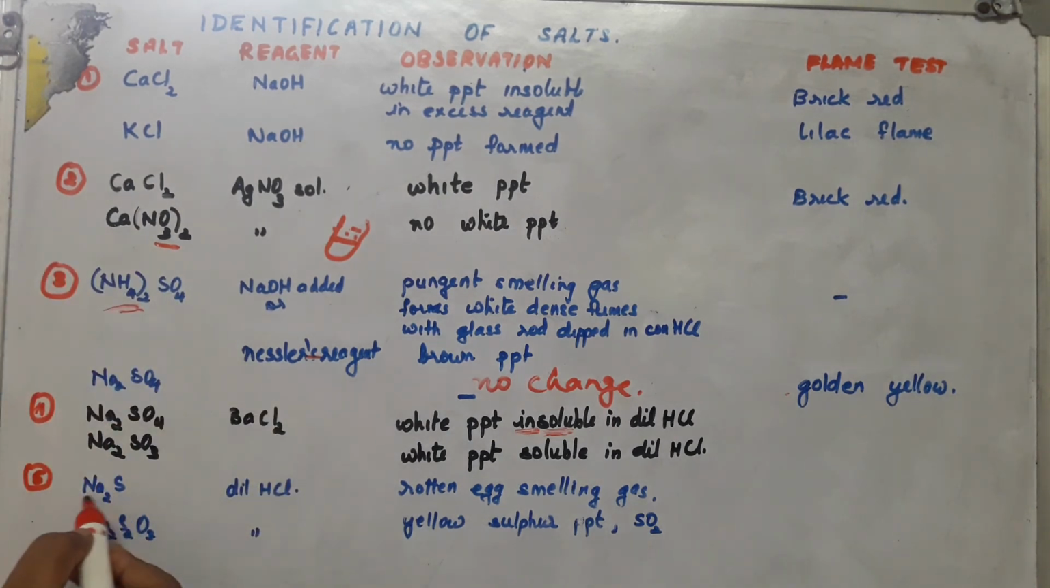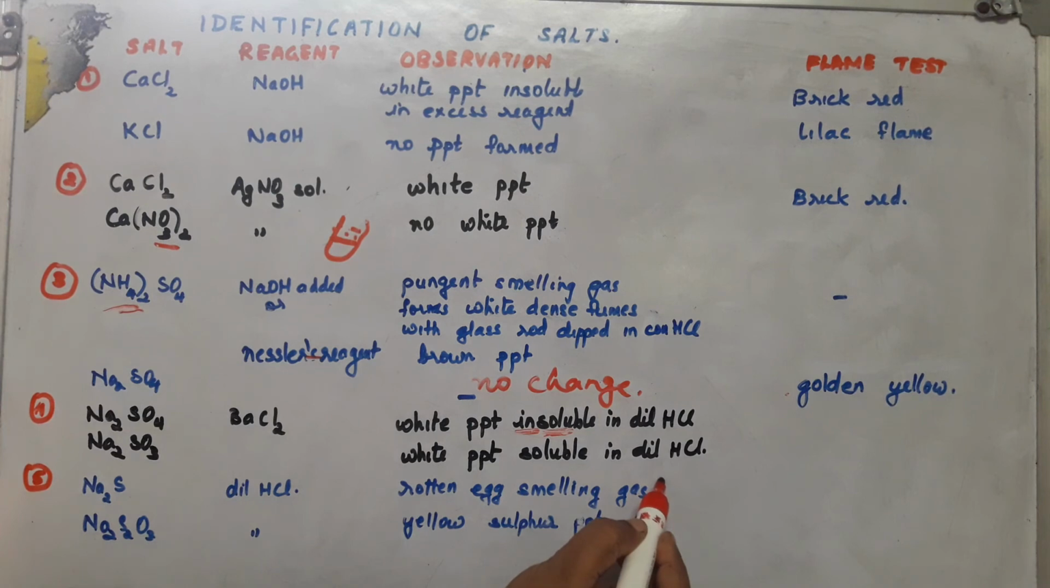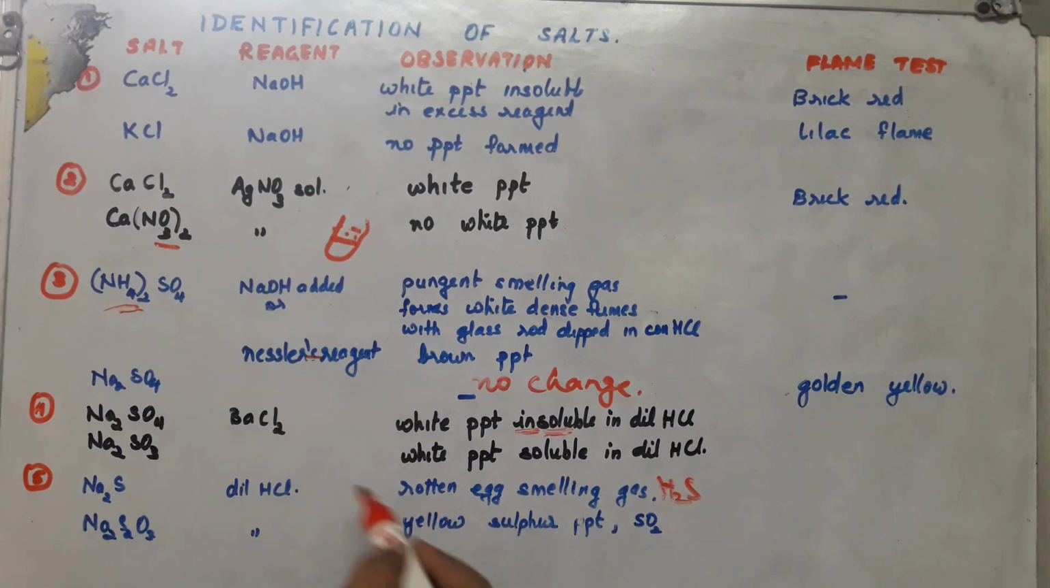Now I have taken again a pair of compounds, sodium sulfide and sodium thiosulfate. Again the basic radical is the same. Sulfide and thiosulfate ions are different. For that, add dilute HCl. You will be seeing in the first case, rotten egg smelling gas, hydrogen sulfide H2S, will be evolved. So that is the way to identify sulfides. Thiosulfate, on heating with dilute HCl, will give a yellow precipitate of sulfur and sulfur dioxide gas will be evolved. So this is how you can identify sulfide and thiosulfate.